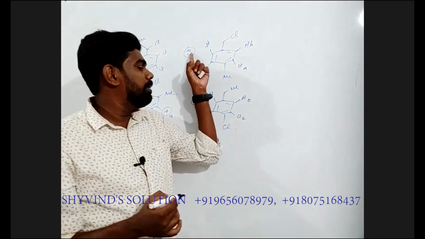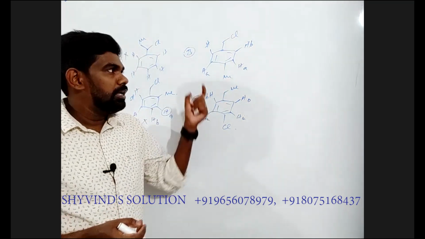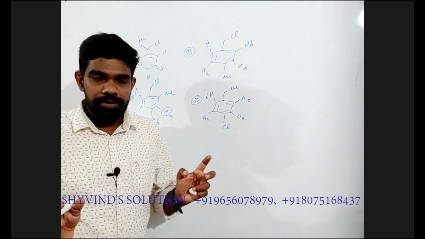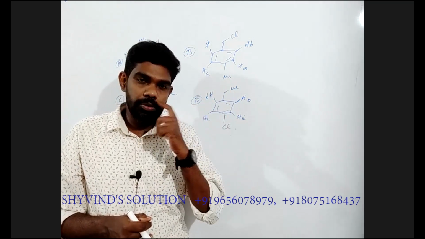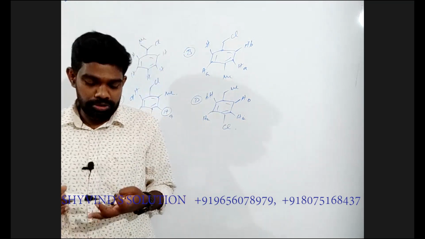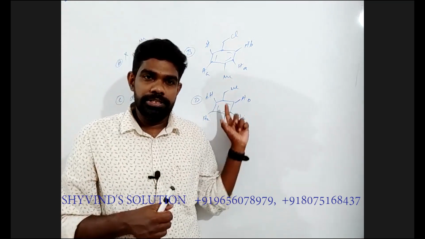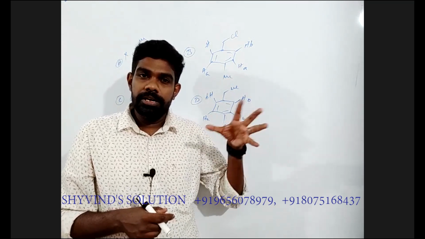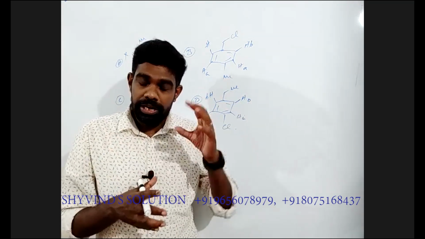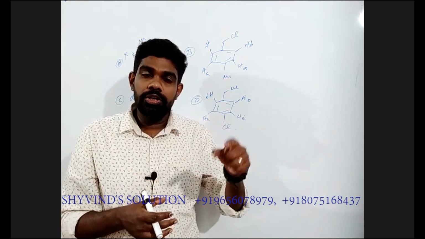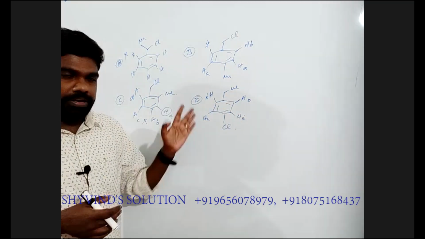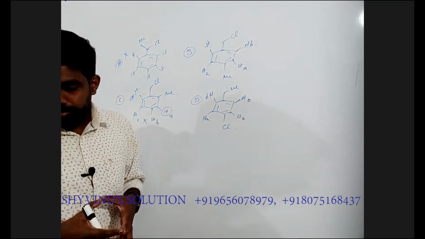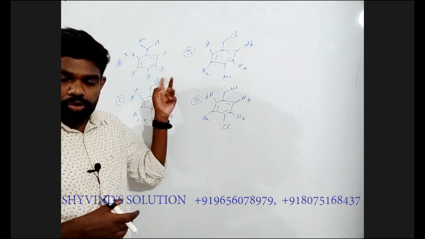So the option will be B or D. Now let's solve this B and D. From the aromatic region, we could eliminate 2 options. So when you approach the NMR spectra questions, you should adopt this method. You should eliminate the options. That is how you should get the answer in the NMR questions. This is the best way, eliminate the options. So we could eliminate 2 options.